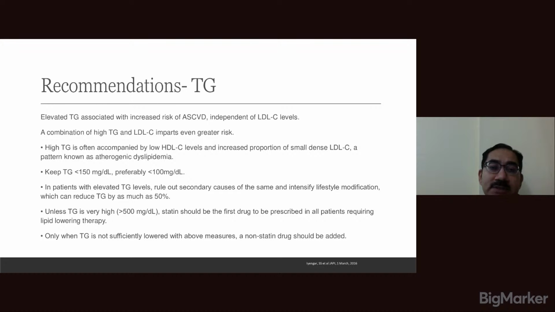In patients with elevated TG levels, we should rule out secondary causes of the same, and we should intensify lifestyle modification, which can reduce triglyceride by as much as more than 50%. Unless triglyceride level is very high, more than 500, statin should be the drug of choice to start. Only when TG is not sufficiently lowered with the above measures, a non-statin drug should be added, like ezetimibe or fenofibrates or PCSK9 inhibitors.